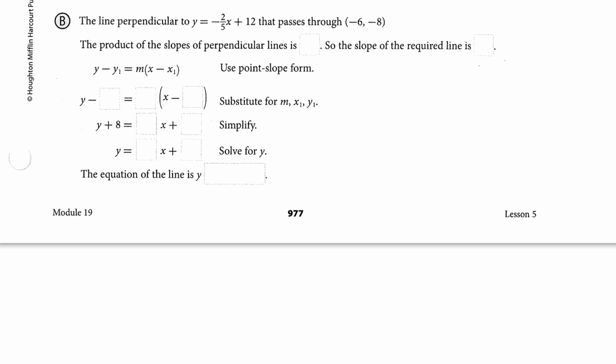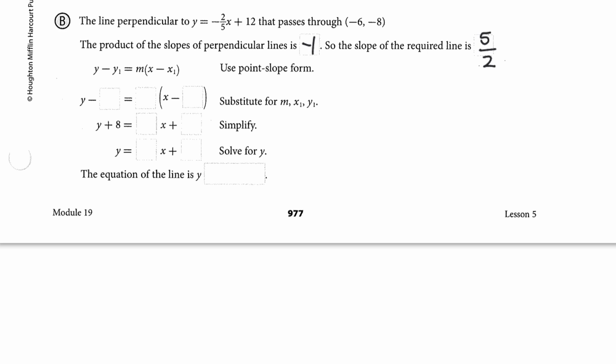B, the line perpendicular to y equals negative 2/5 x plus 12 that passes through negative 6, negative 8. The product of the slopes of perpendicular lines is negative 1. So the slope of the required line is, flip it over, so the 5 goes on the top, the 2 goes on the bottom, and make it the opposite sign. It was negative, so the slope required is positive.